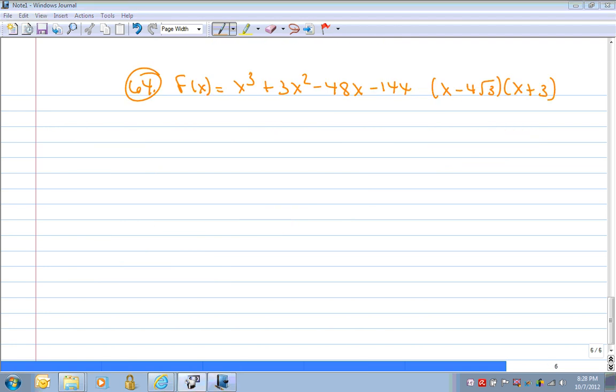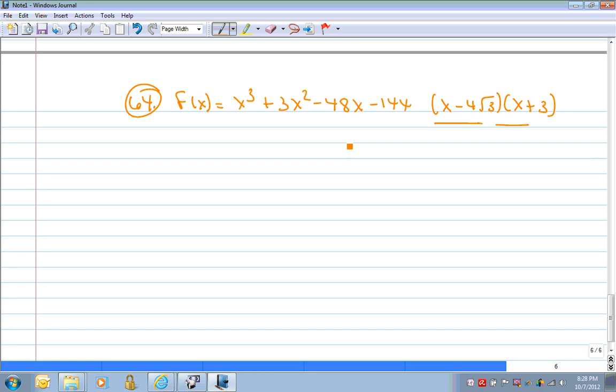All right, this is problem 64. Same instructions. We're supposed to find all the factors and then list all the zeros. We have two given factors. So I'm going to write at the top the factors for this. And that would be x minus 4 square roots of 3.